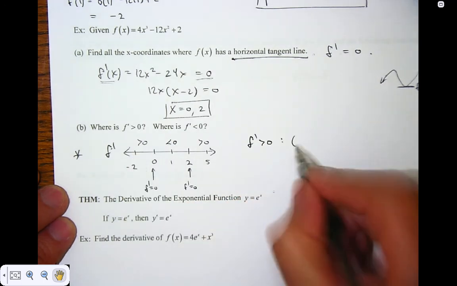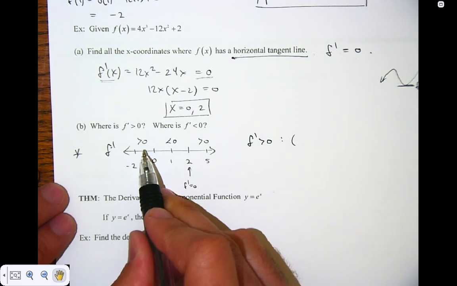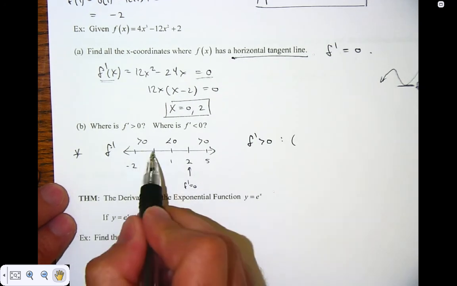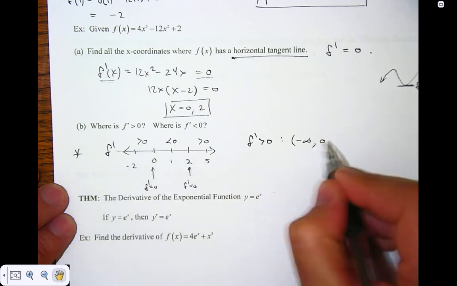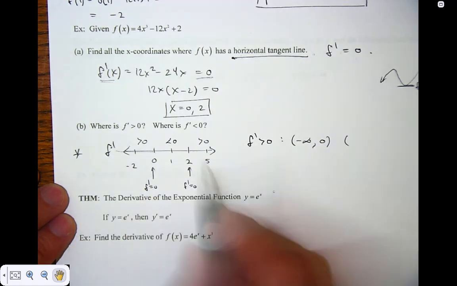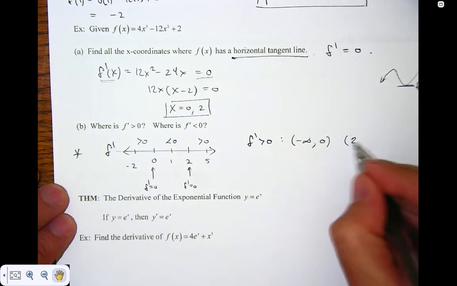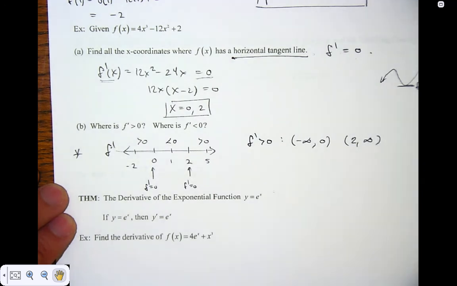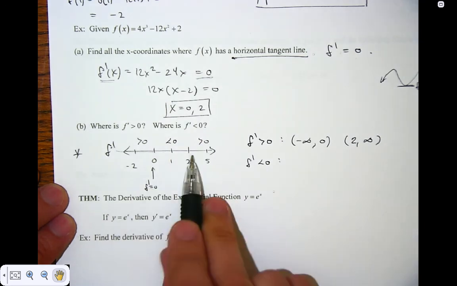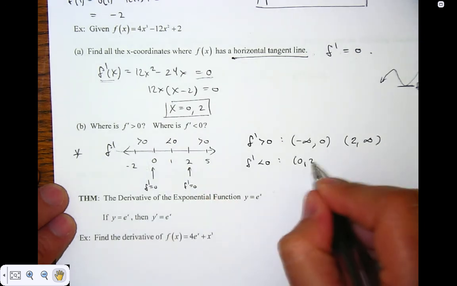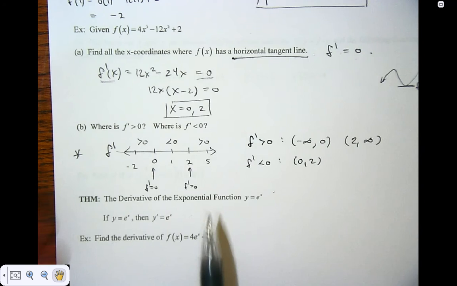So how do I write that? From pre-calculus, hopefully you did interval notation. This is represented as -infinity all the way up to 0. And this guy starts at 2 and goes forever. Where is f prime negative? In interval notation, in between 0 and 2. Okay. And so what you're doing is practicing.